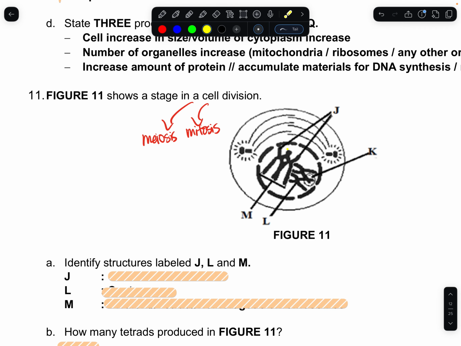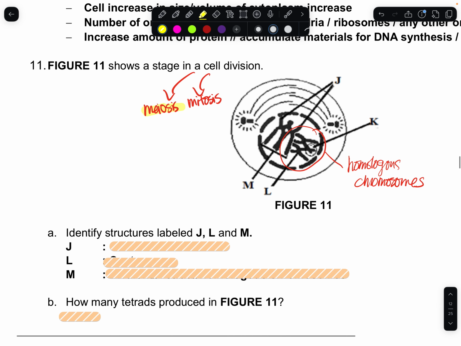Usually paling senang kita tengok. Oh, ada pasangan lah. Bila nampak ada pasangan macam ni, clearly this is meiosis. Miss selalu cakap bila kromosom itu berpasangan, kita panggil sebagai homologous kromosom. Homologous kromosom hanya dijumpai di meiosis. So you know this is meiosis. Look at the question. Identify structure label J, L, M.